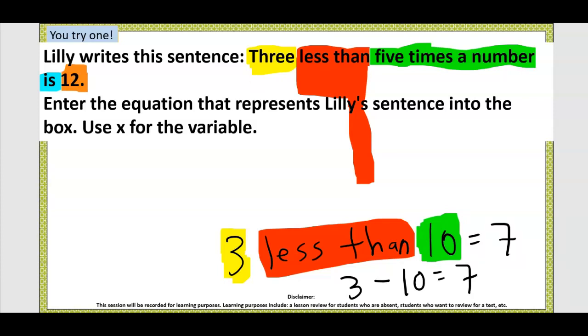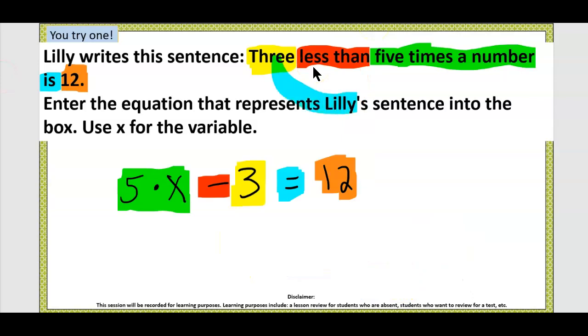Let's just look at our 3 less than 10. What did we do? In order to do this correctly, we have to switch these. We have to put the 10 first. We have to do 10 minus 3 to get 7. So we're putting the 10 first, and we're still keeping this "less than" meaning minus, but then we're putting the 3 here. That makes more sense. We're going to do the same thing up here. We're going to take our yellow and green and switch them. We switched our yellow and green down here, and we're going to switch our yellow and green up here.